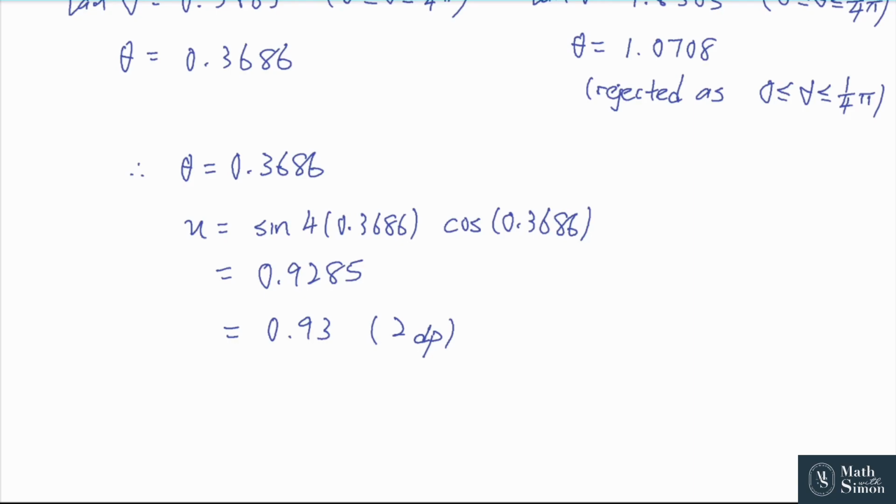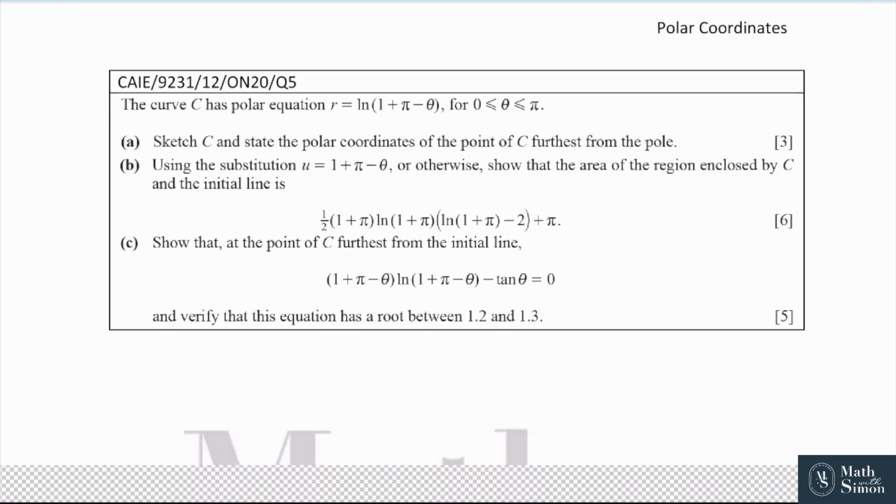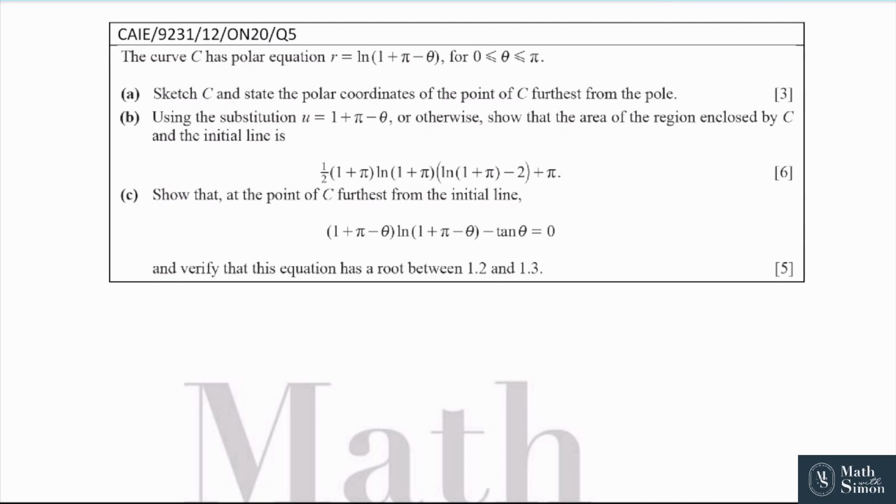Okay, so we can move on to look at the next one. All right, next one, coming from Winter 20 again, paper 1-2. So this is polar questions. We'll be looking at part B and part C. Both of them are slightly challenging.